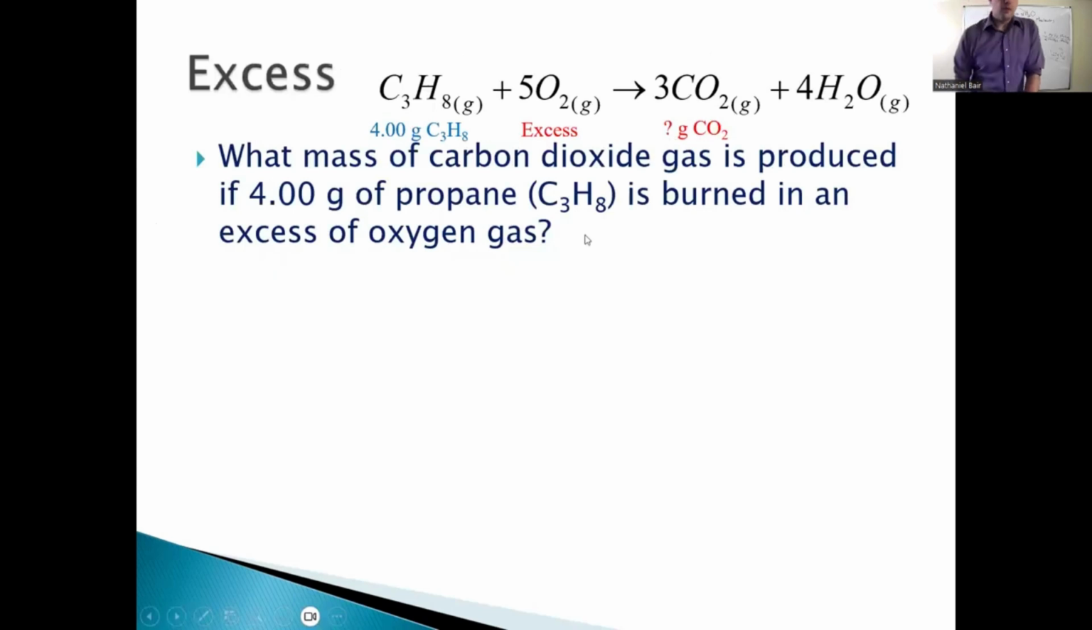You try this one. What mass of carbon dioxide could you make if 4 grams of propane is allowed to react with an excess of oxygen? If you stop and think about it, by the way, what kind of reaction is that? Of the 5 types of chemical reactions, which one is that?